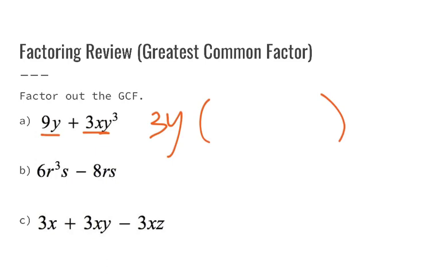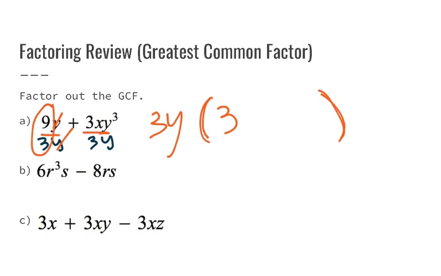And by the way, when I say take out, I technically mean divide. I can divide both of these by 3y, and in the parentheses, I'm going to write what I have left. In the parentheses, for the first one, 9y divided by 3y, the y's cancel, and 9 divided by 3 is 3.